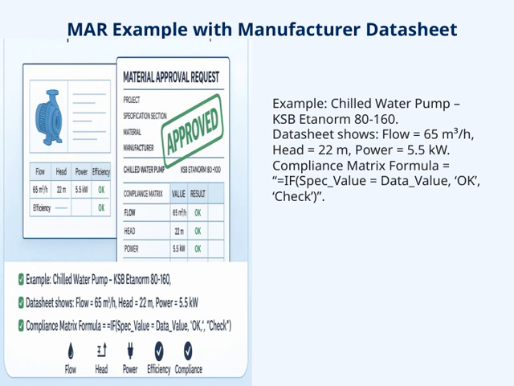Now, to verify whether this equipment meets our specifications, we use a compliance matrix formula. The formula is quite straightforward. It checks if the specified value matches the data value from the datasheet. If they are the same, it returns OK. If not, it suggests we need to check the data. This process is essential because it helps us quickly identify whether the equipment aligns with our project requirements, ensuring consistency and avoiding surprises during installation or operation. Overall, this example demonstrates how we can systematically compare datasheet data with our specifications to maintain quality control throughout the project.